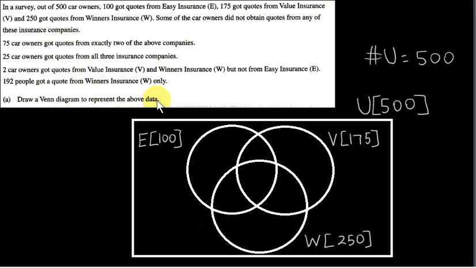So we're dealing with 500 car owners, so that's our universal set. So there are 500 elements inside this rectangle. We don't show the dots for each element. We would have 500 dots. We just consider the number of elements. So the number of elements in U is 500, and we can show that number in square brackets.